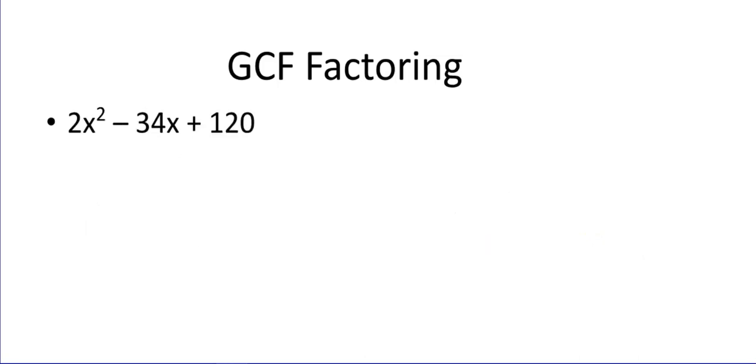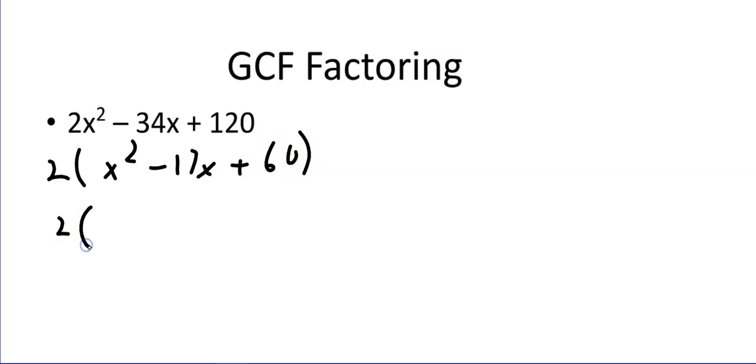All right, lots of stuff going on here. First, we're going to divide by 2. Again, we're not doing this. That's a no-no. So we're going to take a 2 out. That's going to give me x squared minus 17x plus 60. Now we're right back to what we just did today.